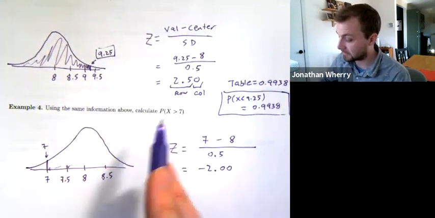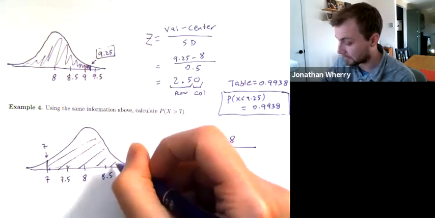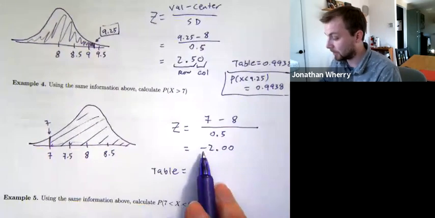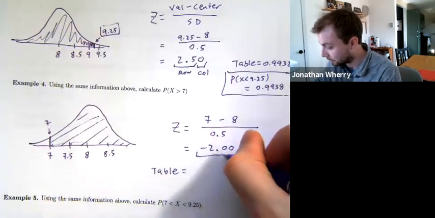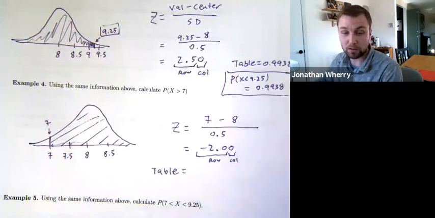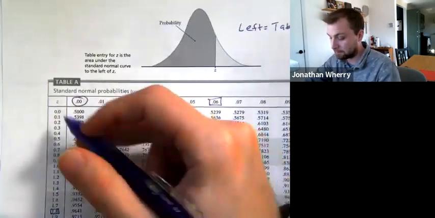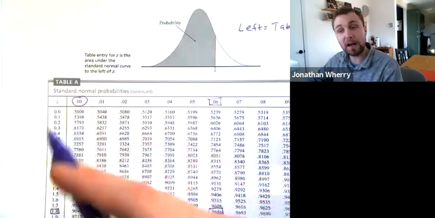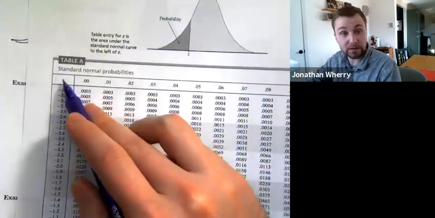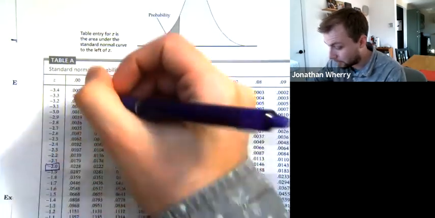This says more than 7, so I'm going to be shading in the direction where I have numbers that are larger than 7, for example, in the direction of 8 there. And I'm going to look up this negative 2.0 row meets the 0 column. I start out on this side, I'm seeing nothing but positives, so I'm going to have to flip that over so I can see those negative z-scores. Negative, this is looking much better. 2.0 meets the 0.